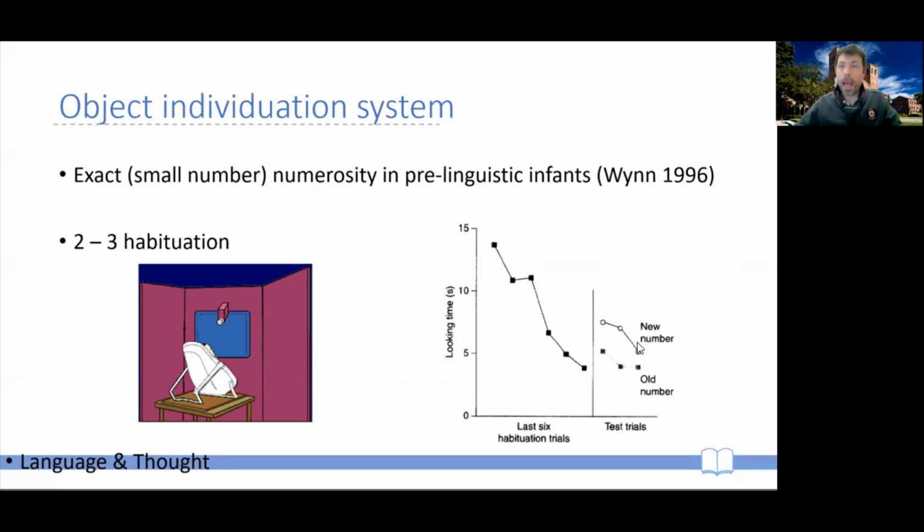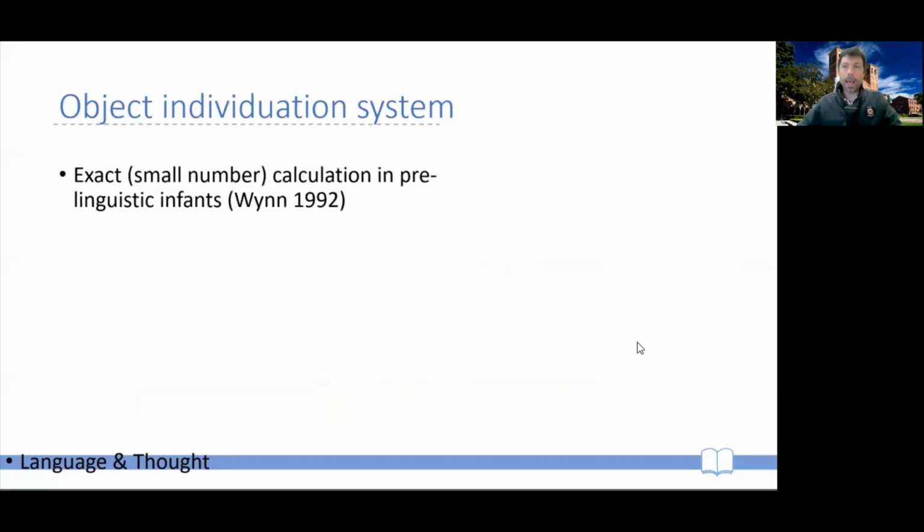So definitely pre-linguistic infants do show subitizing. In fact, and this is part of the module, it's not just the understanding of one and one and another, but you can also make simple calculations with these small numbers. And again, this is an exact representation of small numbers. So not only can you just look at them and tell how many there are, but you can also make small number calculations.